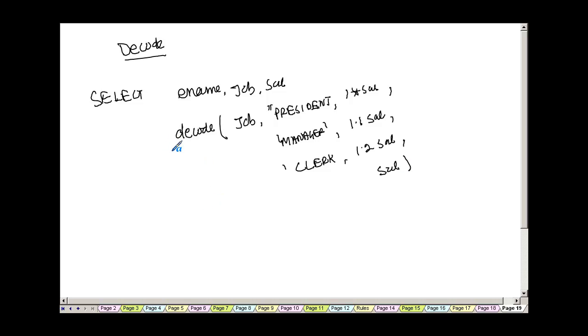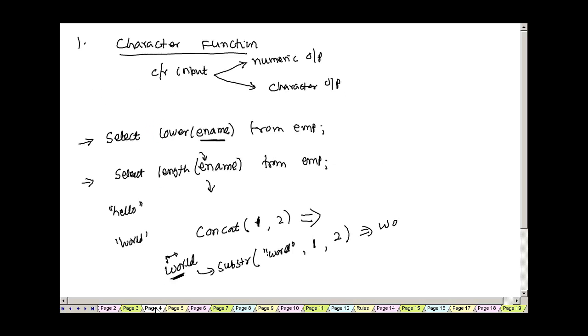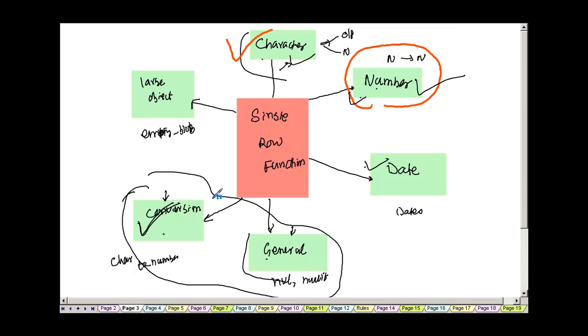So what you see is that decode is a little bit complex in the syntax. That's why they use the case statement instead of the decode statement, but you can do anything with either. So this is the example of general function. Now you come back to our main slide. We discussed both general and conversion functions.